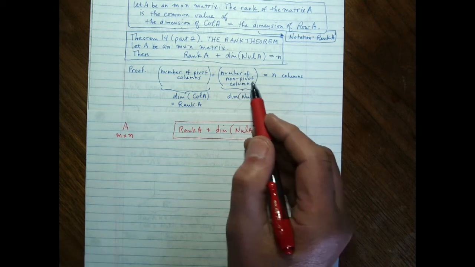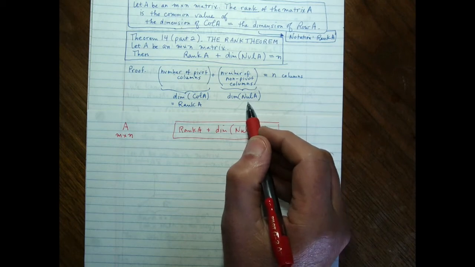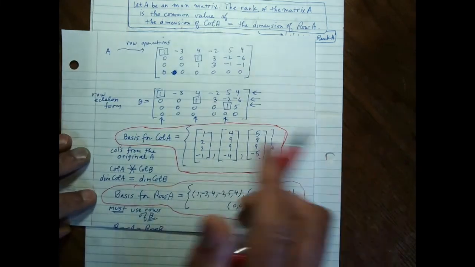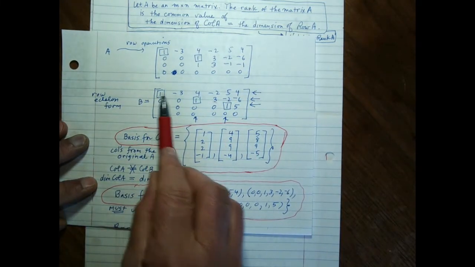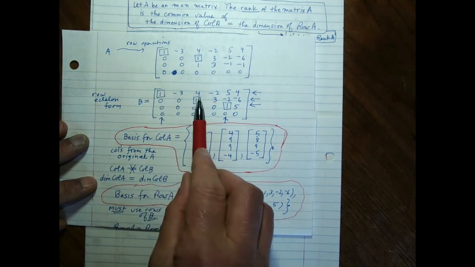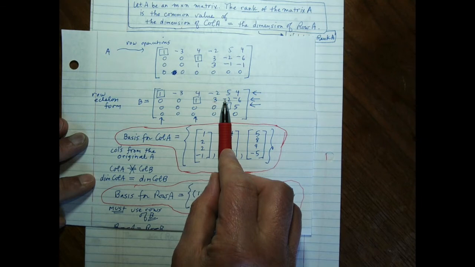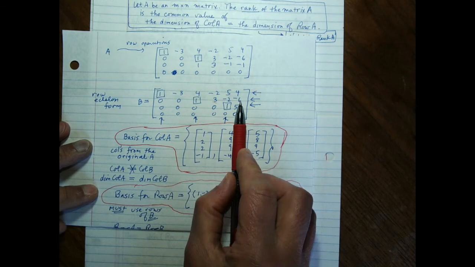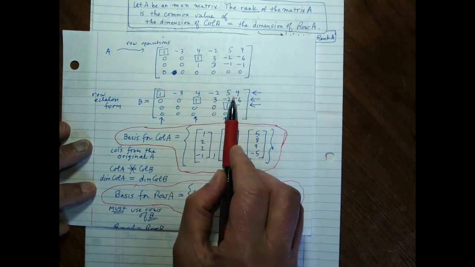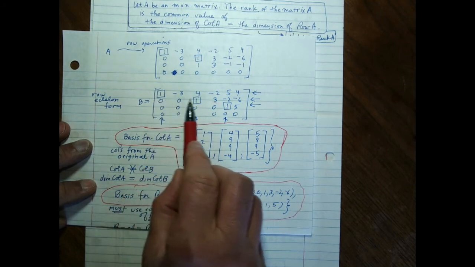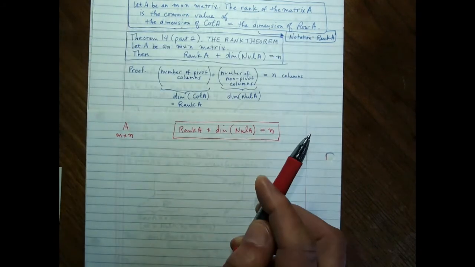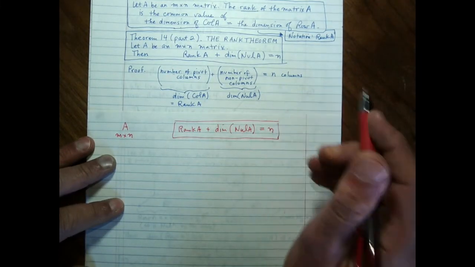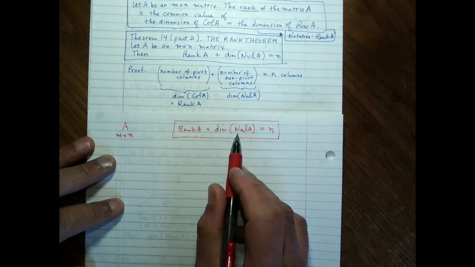So going back to our example again, unfortunately there were 3 and 3. We had 3 pivot columns. That tells us the dimension of the column space. We had 3 free variable columns. That tells us the dimension of the null space. And so when you add all those up, you're always going to get the number of columns, and n is equal to the number of columns of the matrix. So rank A plus dimension of null A is n. That's the second aspect of theorem 14.